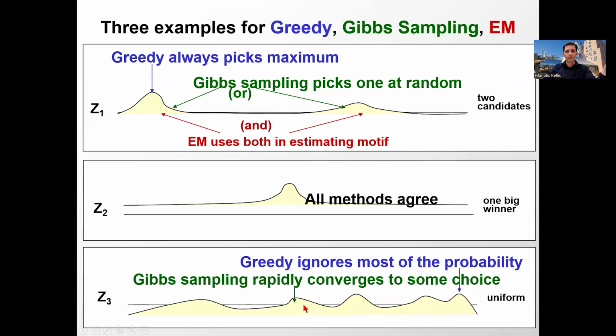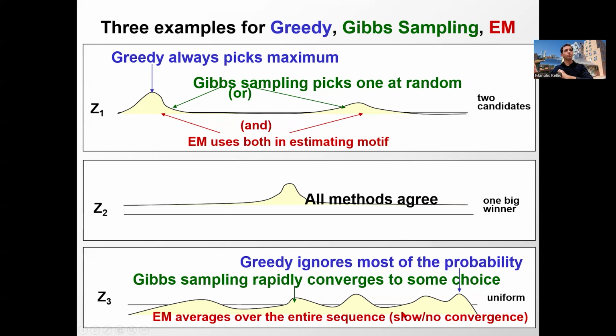Here, Gibbs sampling will choose one of them, maybe slightly lower than the maximum, and then it will rapidly converge to some choice. And then expectation maximization will basically average over the entire set of matches. But then the problem there is that it might have very slow convergence because it's now getting pulled into a bunch of directions instead of just rapidly going down one path. Is everybody with me here?